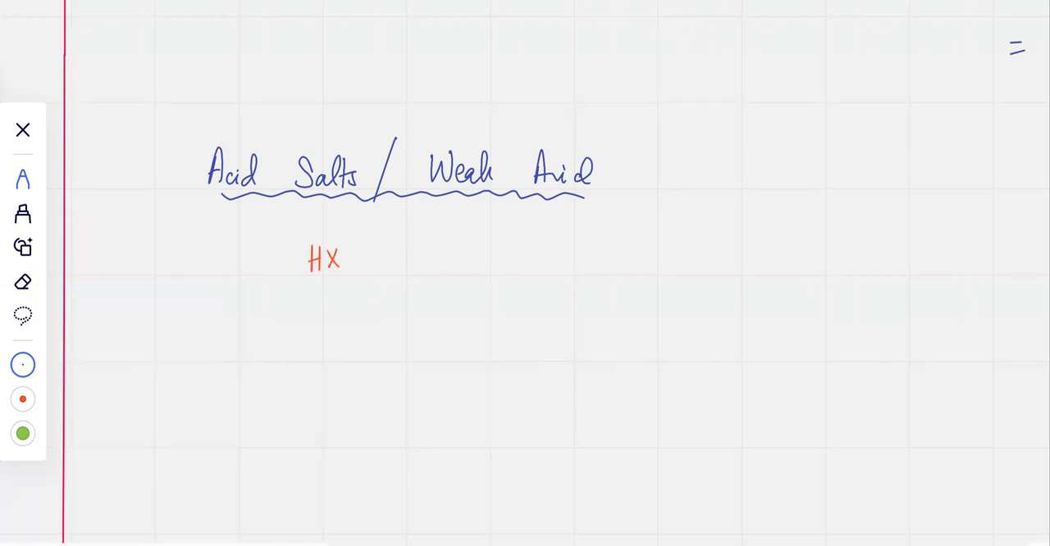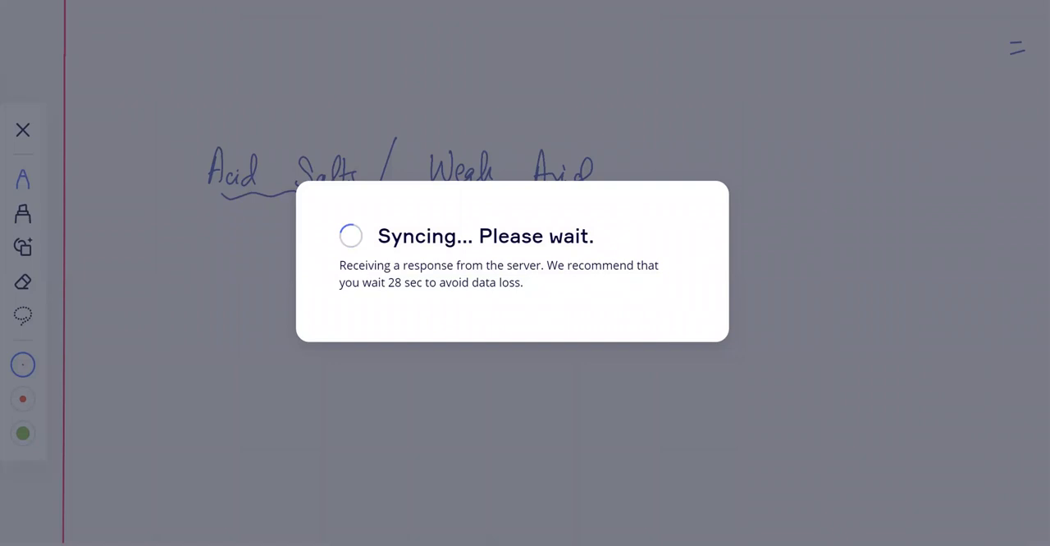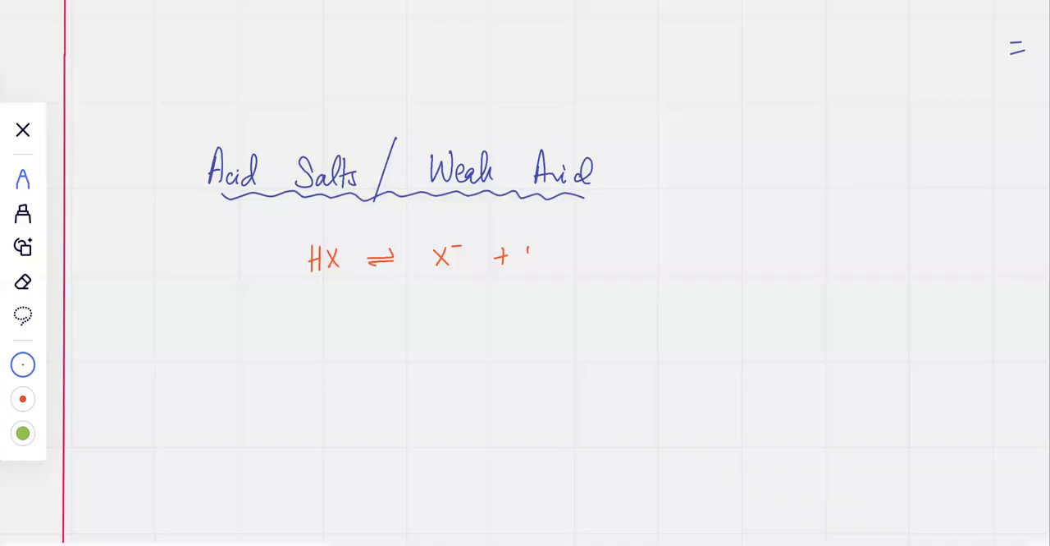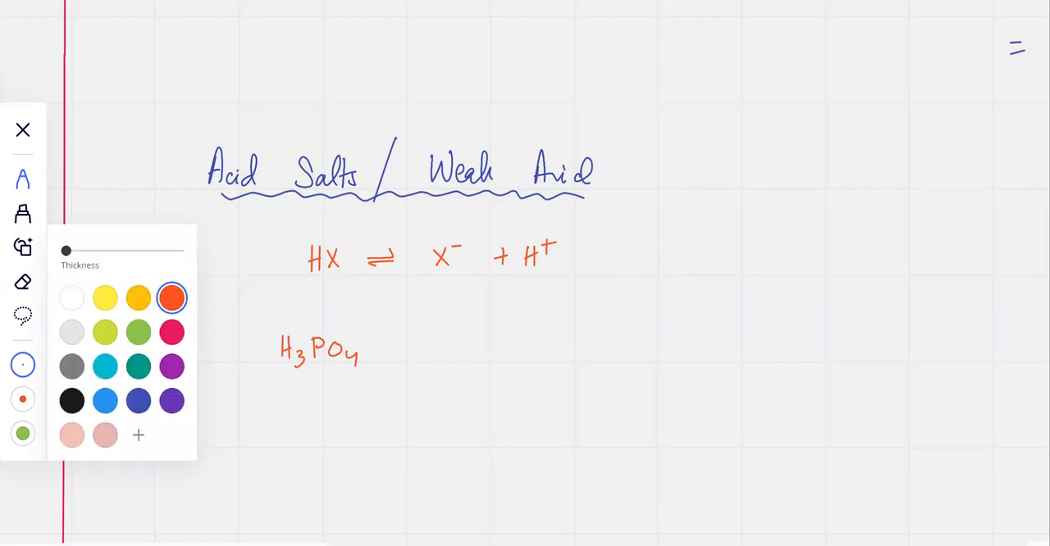HX releases some ion, but also releases an H plus 1 ion. So an acid salt is, like if you have phosphoric acid, now that's an acid. How does the acid turn into a salt? You neutralize it.